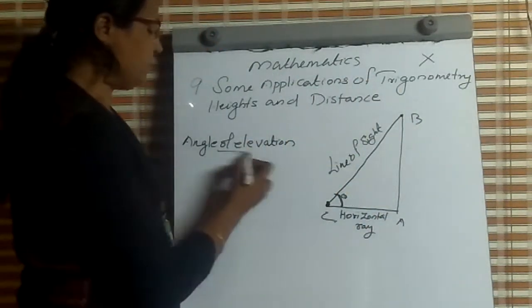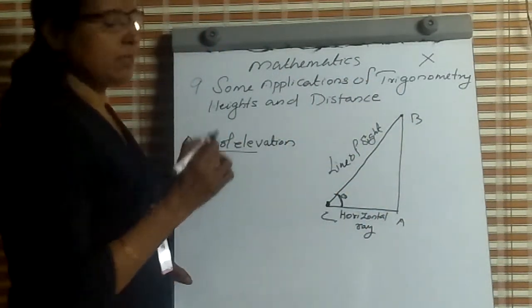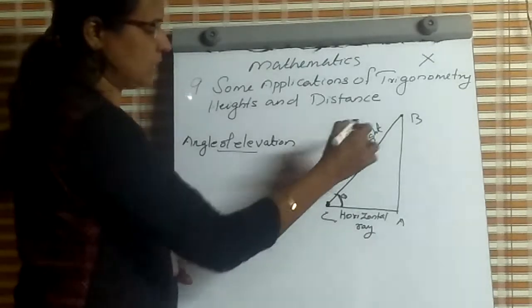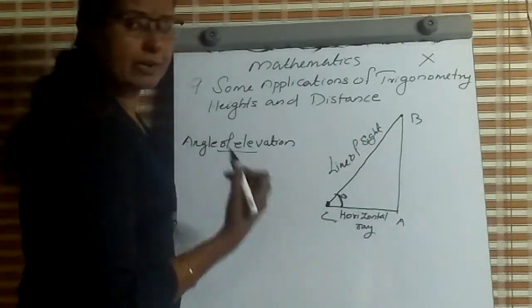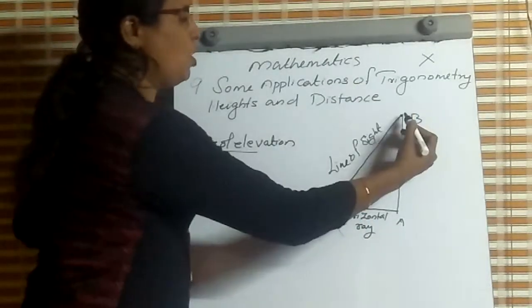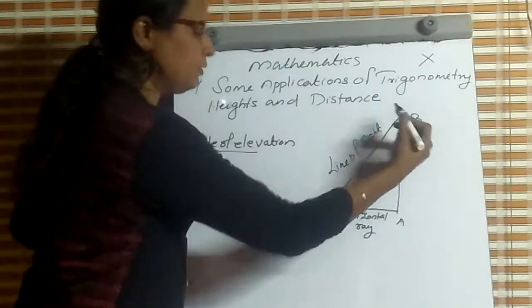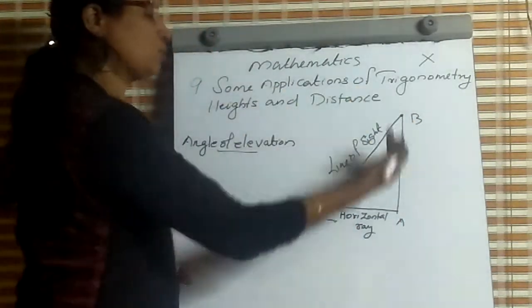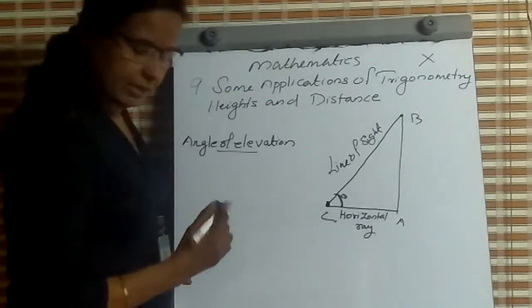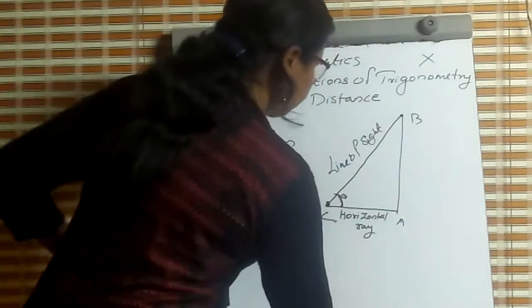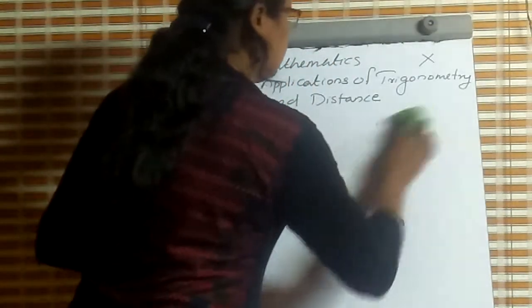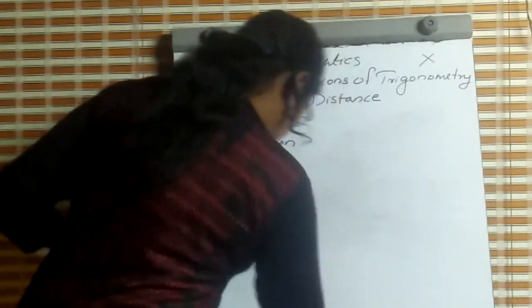Angle of elevation is the angle made by the line of sight with the horizontal ray when the object viewed is above the horizontal ray. This is angle of elevation. Then we have to discuss another case.